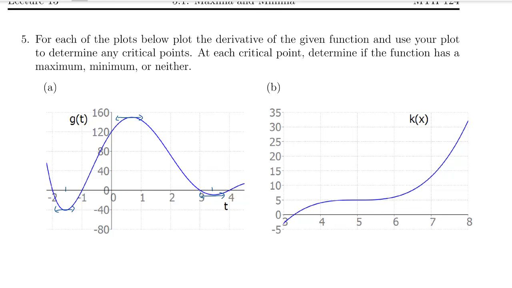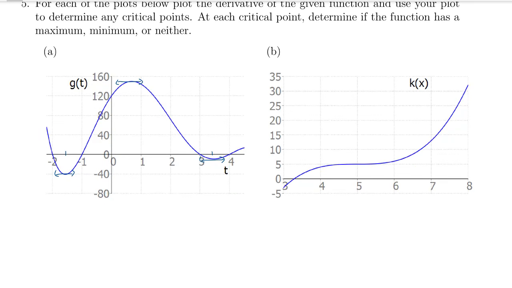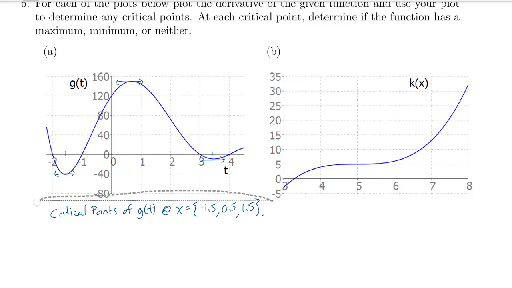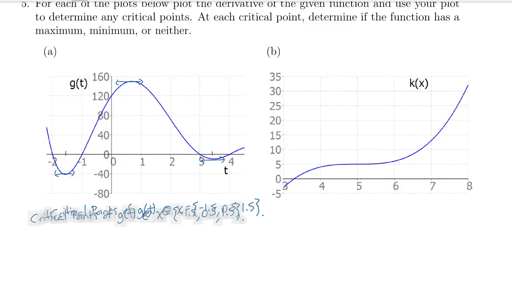So for this first function, g of t, you'll see this happening at x equals -1.5, x equals about 1/2, and then 3.5. So just write that as a list. And then the classification is pretty clear. This is something we all understood before we knew any calculus. So these are just the standard maxima and minima.